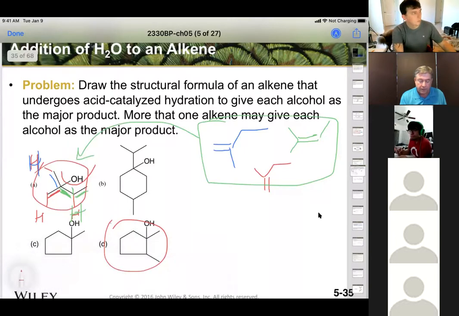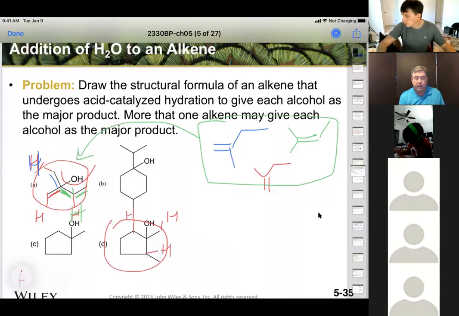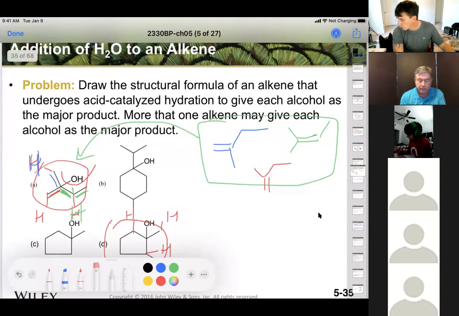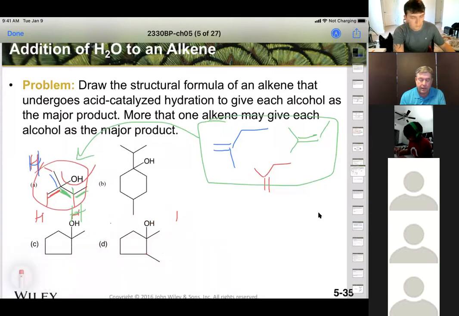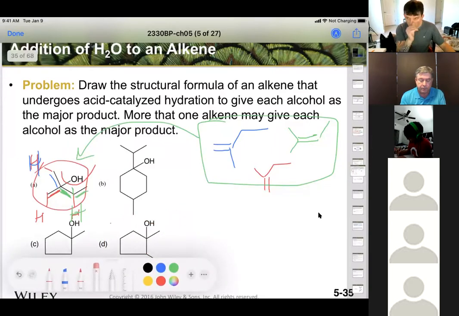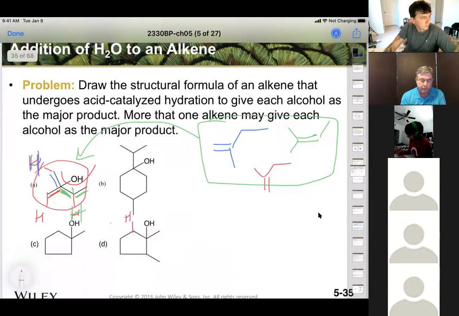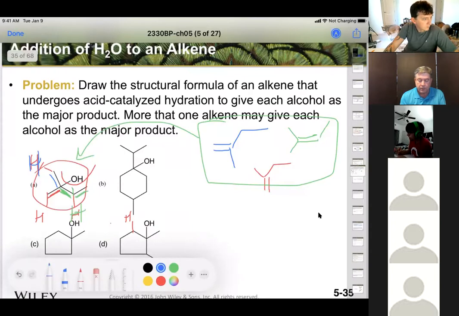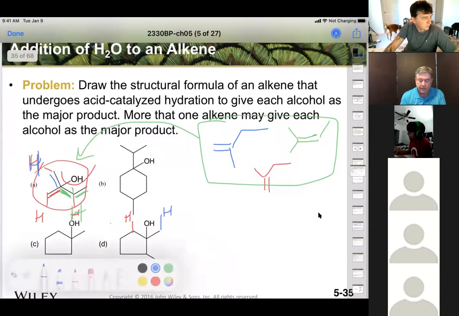We can do that here too. We have the possibility of a hydrogen here, here, and here that can be removed to make those. I'm going to do one of those. Let me erase all of those. Actually, I'm going to do three of these: there's a red one, a blue one, and a green one right here.